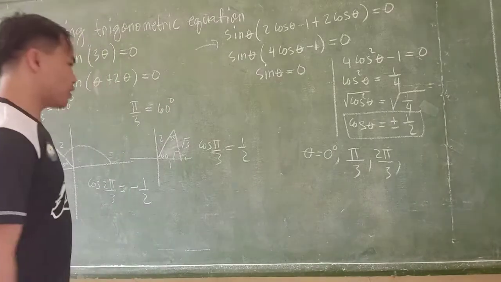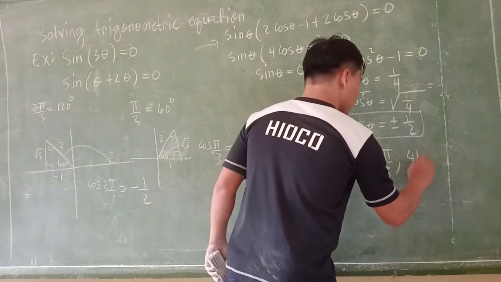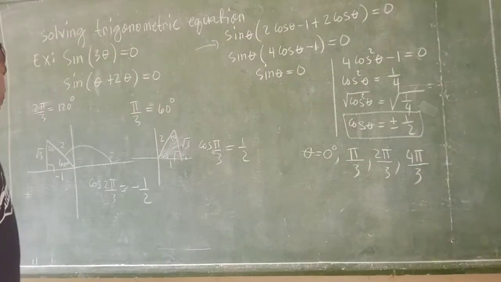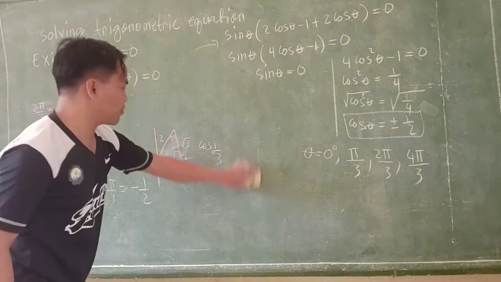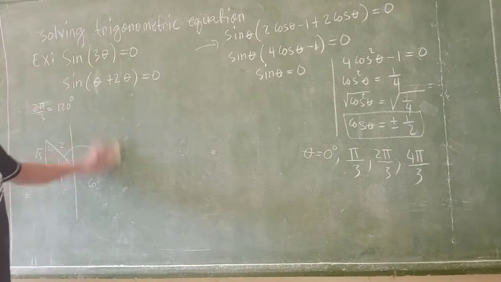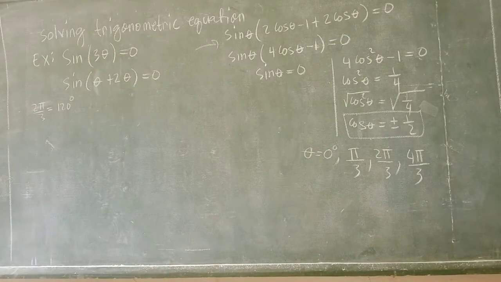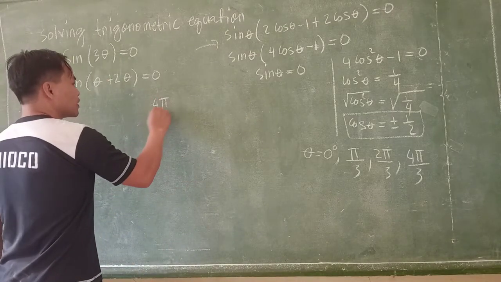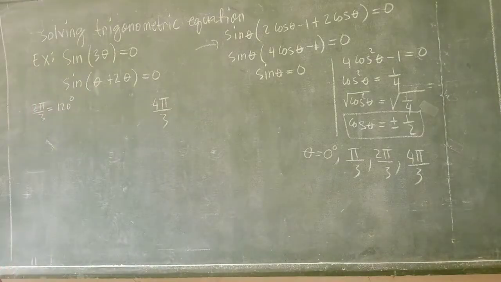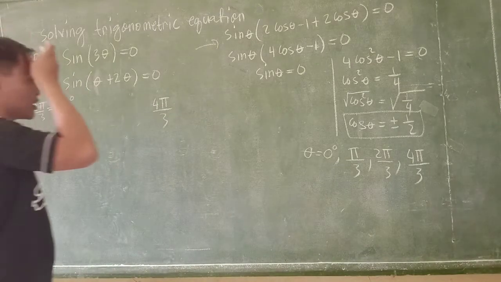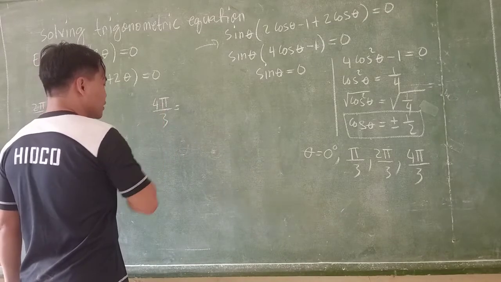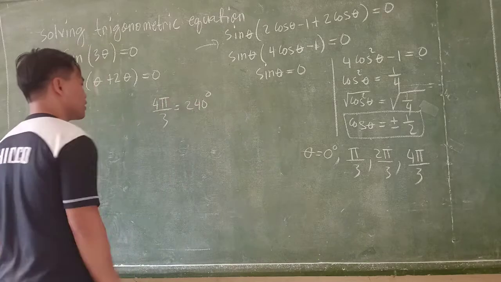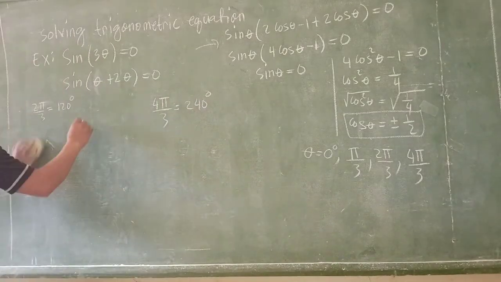Next, what about 4 pi over 3? Let us try to figure out. 4 pi over 3 corresponds to a value of 240 degrees. 180 divided by 3 is 60, times 4 is 240 degrees. We have 240 degrees, so let us draw it using the unit circle.